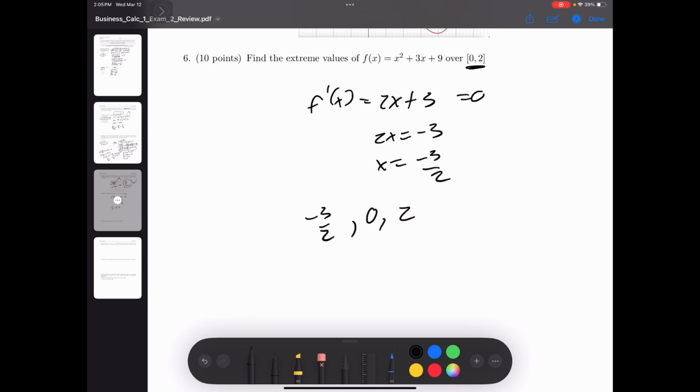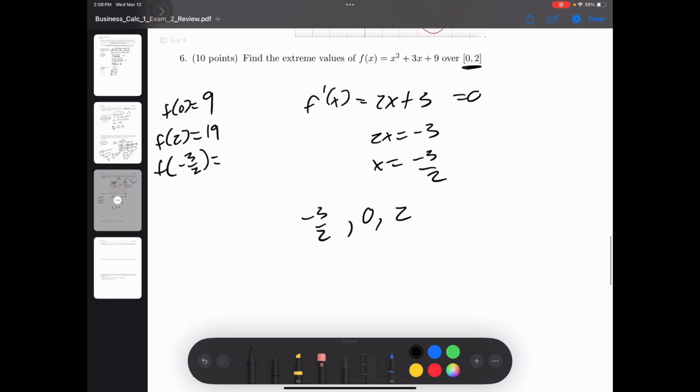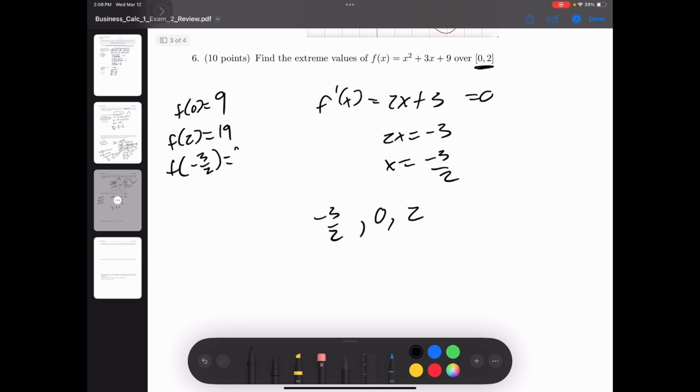And now we don't know which one is a min, which one is a max, which one's the global min or max. So let's plug them in. F of 0 is equal to 9. F of 2 is equal to 4 plus 6 plus 9. 4 plus 6 is 10, so this is 19. And f of negative 3 halves is equal to 9 fourths minus 9 halves plus 9.